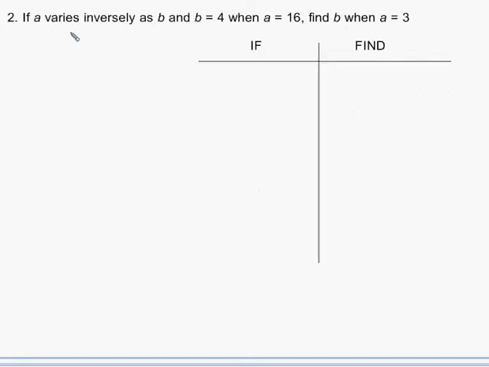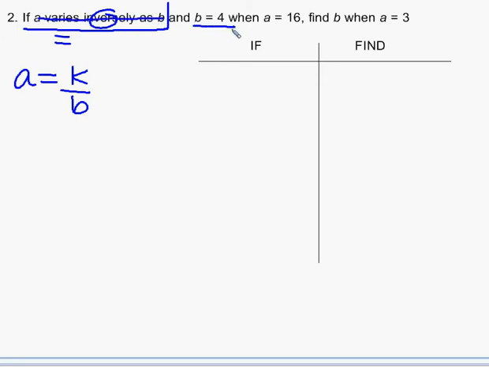Next one. If a varies inversely as b, once again, let's stop here and write our equation. Keyword inversely, varies is equal. So a varies inversely as b. So now we need to find our if statement. So this is our equation, it's gone. Now it says if b equals 4 when a is 16. These are two pieces of information we're going to have to plug in our equation.